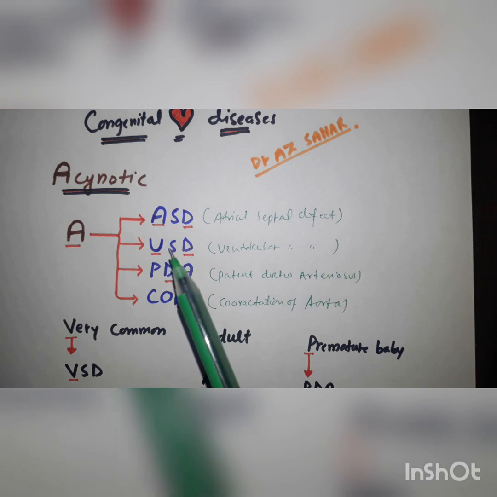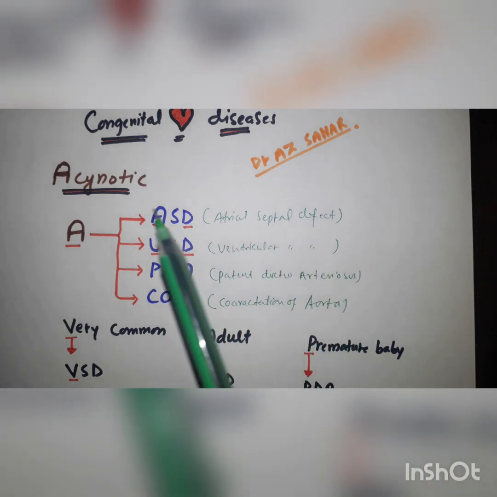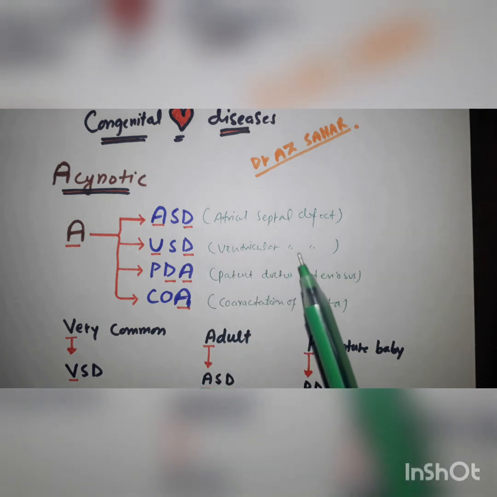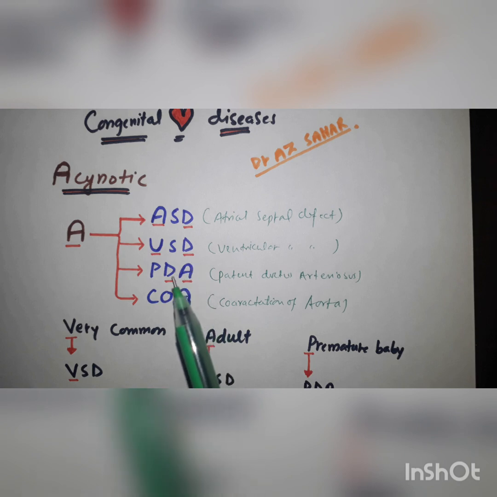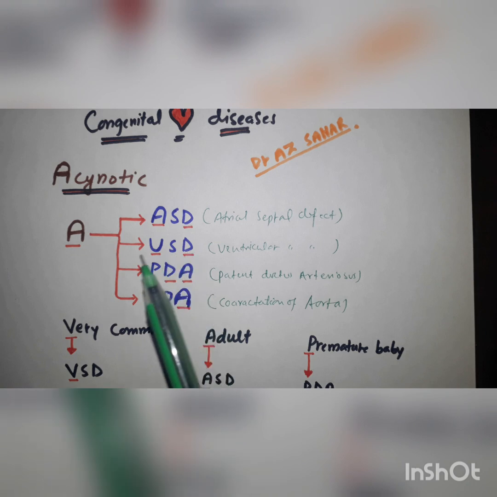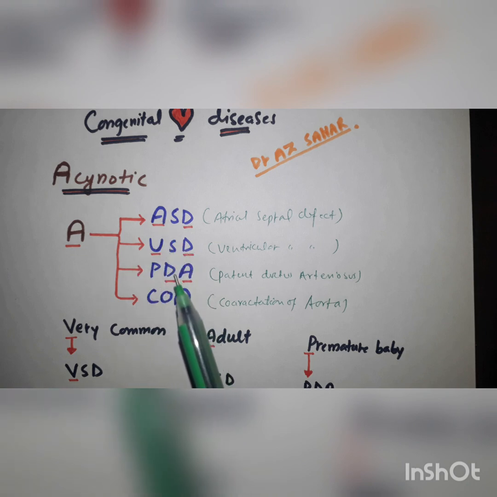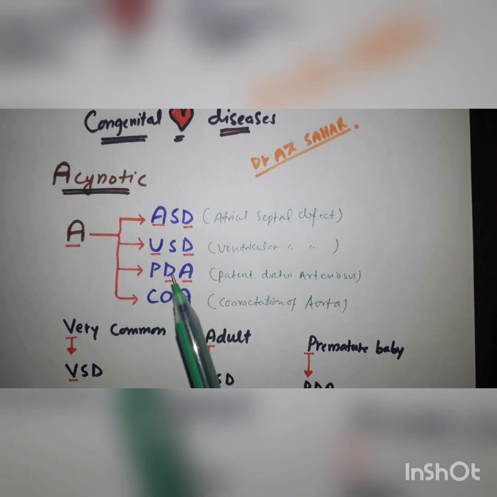Now invert this A, it will become V. So ventricular septal defect. If we know the atrial septal defect is acyanotic, the ventricular septal defect is also acyanotic. Patent ductus arteriosus, so A is also here. In atrial septal defect, A and D are here. In ventricular septal defect, D is here, and we invert this A, so it becomes V. And in patent ductus arteriosus, D and A are also here, and coarctation of aorta.